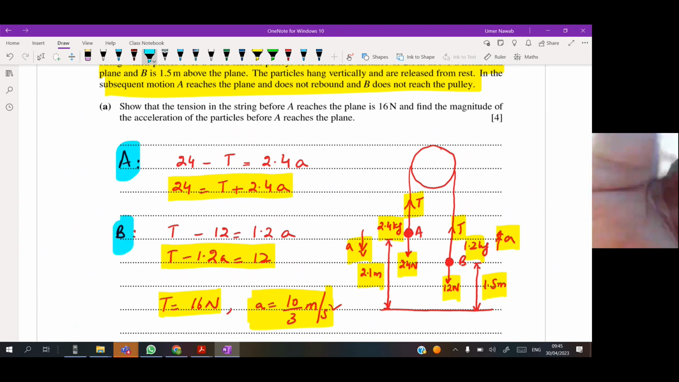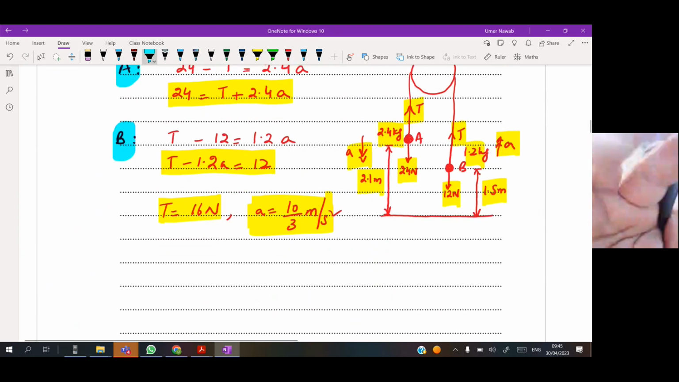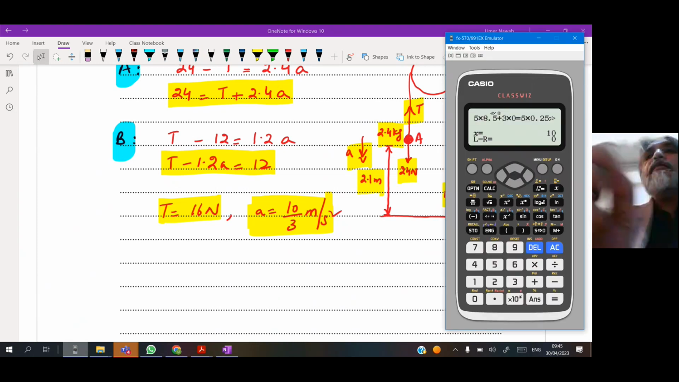And then after that, I went to the second equation for B. Now B is going up, so tension is bigger and 12 Newton is smaller. So T minus 12 is equal to 1.2A. I got the second equation, and now I solved both equations simultaneously. You remember the simultaneous way?